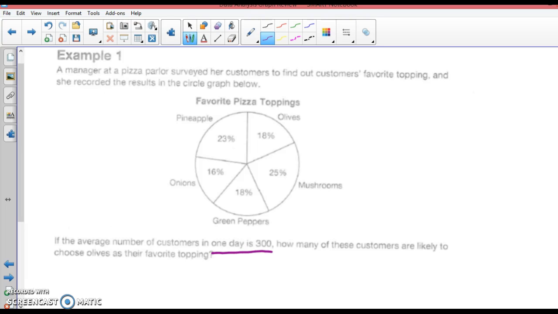Well, if I look at this, it's 18% like olives. So isn't it going to be 18% of 300? How do I do that? I multiply. But 18% needs to be changed to a decimal first. Remember, you move the decimal to the left. So 0.18 times 300. And when you punch that in, you're going to get 54 people.